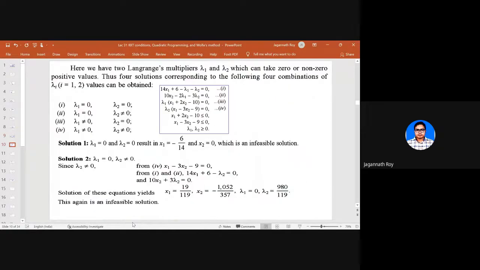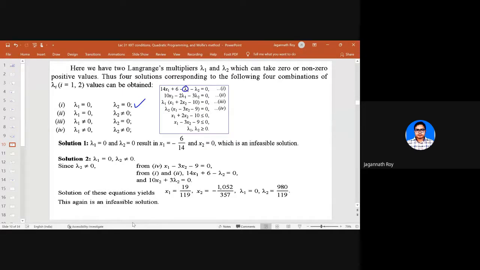Now the next task is to find out what will happen. There will be 4 cases, since 2 different cases are there, lambda 1 and lambda 2. So we have to investigate them separately. If both of them are equal to 0, let us consider this case. Then what will happen?